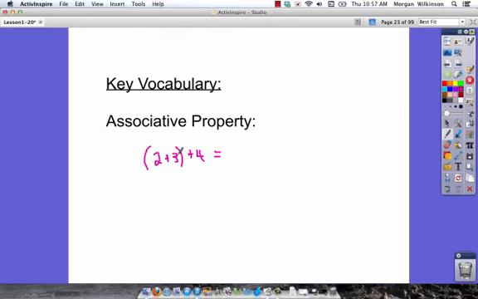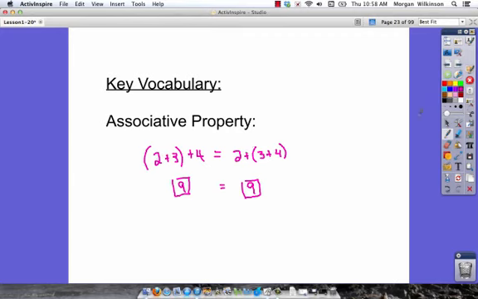We know 2 plus 3 would be 5, plus 4 would be 9, so this whole side is 9. This would all be equal to 2 plus (3 plus 4). So what we're saying is that 3 plus 4, that's 7, plus 2 is 9. So this is true, because 9 is equal to 9. The associative property works with addition because it doesn't matter which numbers we associate with each other that we put in parentheses, we're going to get the same answer.